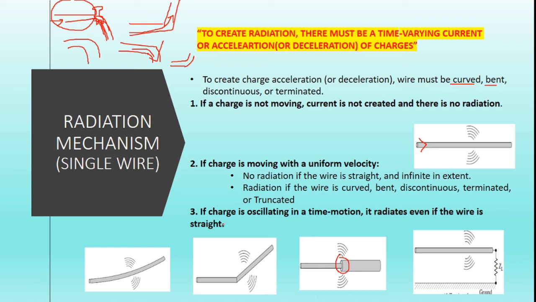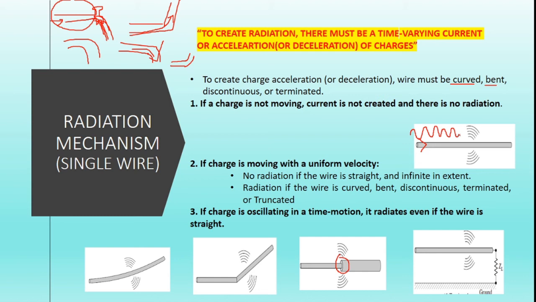The third case: if the charge is oscillating in time, it radiates even if the wire is straight. So we might consider the same wire, but if we give charges that are by themselves oscillating in nature, then that again creates radiation even if the wire that we consider is straight in nature. So these are the conditions under which we can introduce radiation.